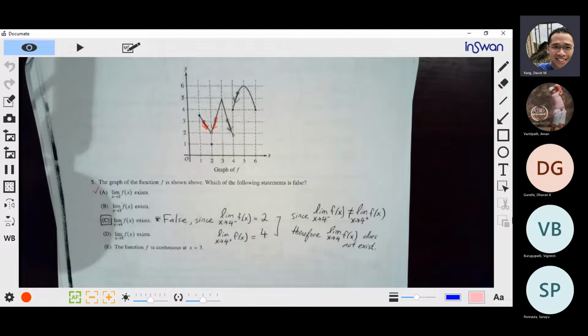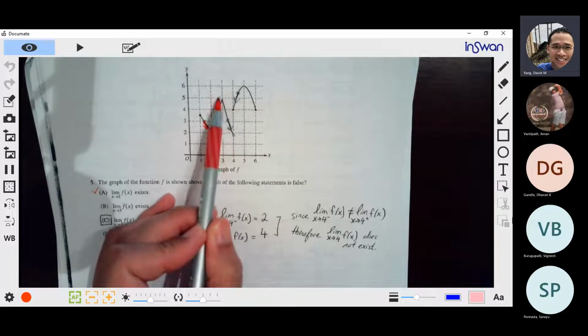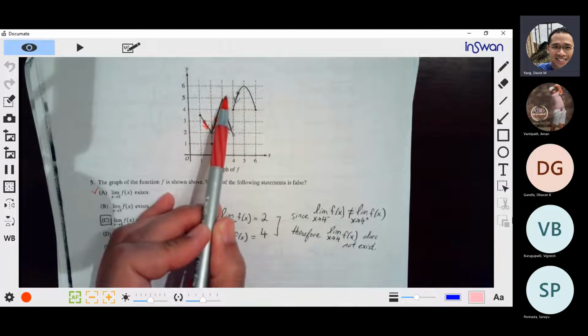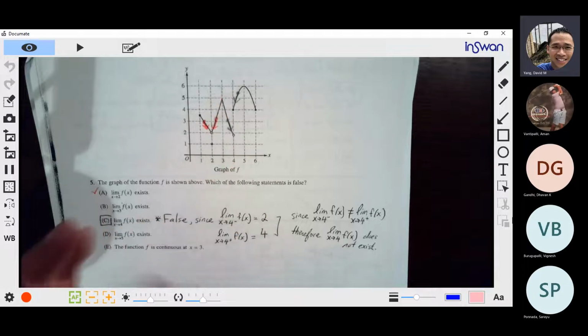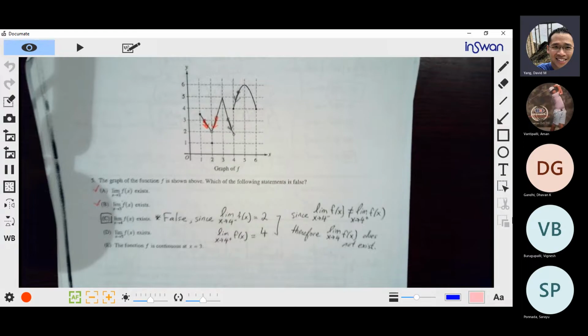Limit as x approaches 3. We see at 3, the graph is a continuous function. So if there's a continuous function, there's no issue. If the graph is continuous, the limit will always exist. So answer choice B is fine as well.